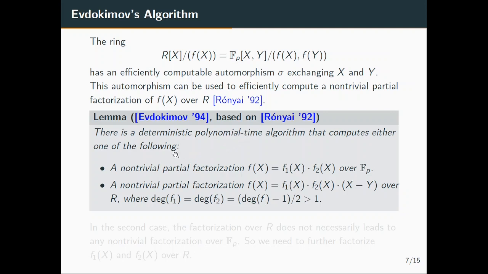He showed that there is a deterministic polynomial time algorithm under GRH that computes either one of the following. We could either compute a non-trivial partial factorization of f(x) into at least two factors over F_p, or we could compute a non-trivial partial factorization of f(x) into the product of f1, f2 and the linear factor x minus 1 over the ring R, where the degrees of f1 and f2 are equal, and they equal (the degree of f minus 1) divided by 2. And also here in the second case, we could assume the degrees of f1 and f2 are greater than 1, because if they are equal to 1, then we have the complete factorization. And as I mentioned before, in this case, you could project the factorization down to get a factorization over F_p. So in this case, we are reduced to the first case.